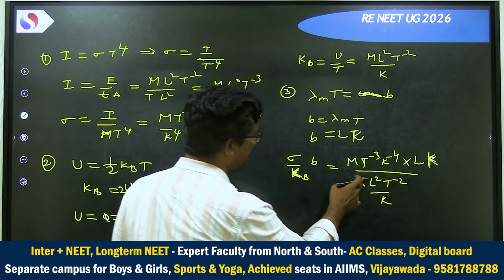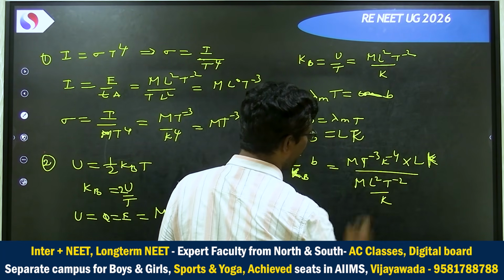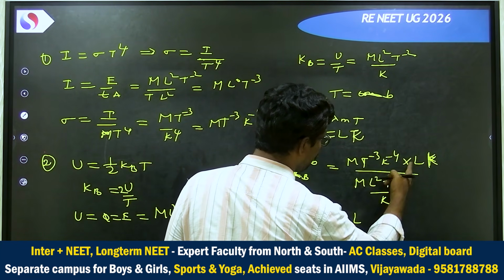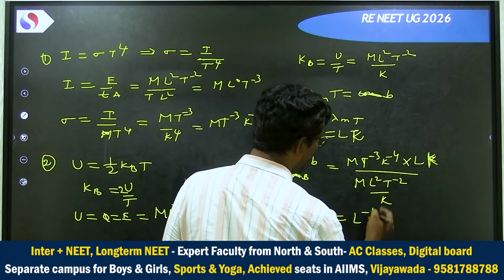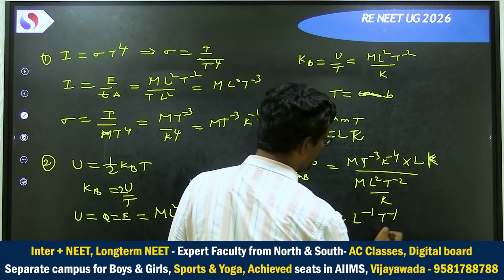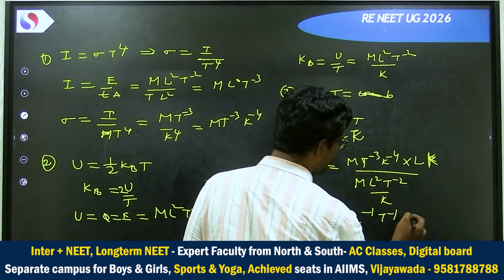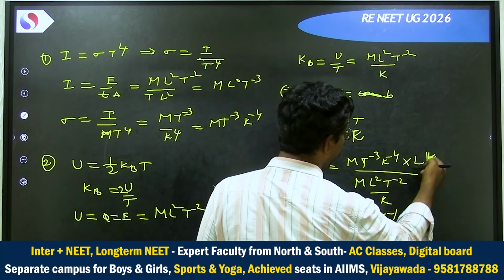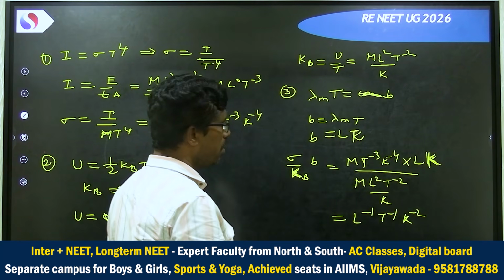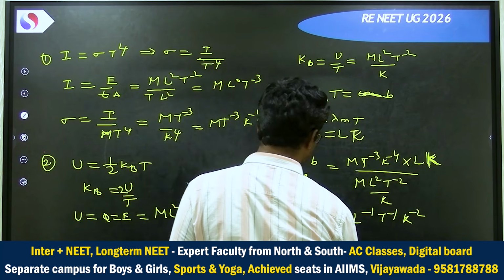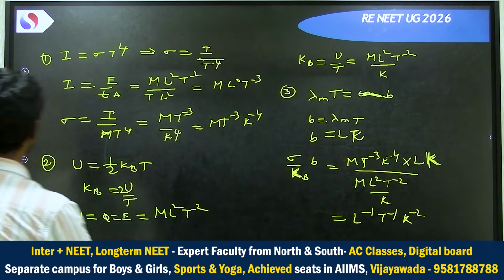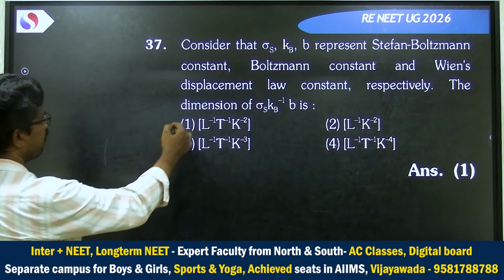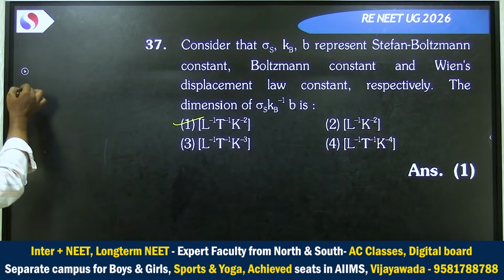Here L square and one L cancel, M cancels, leaving L power minus 1, T power minus 1, Kelvin power minus 2. The Kelvin in the denominator goes to the upper side, so this is K into K square, which gives K power minus 4 overall. We got the final answer: L power minus 1, T power minus 1, Kelvin power minus 1. This is the final answer. Next question.